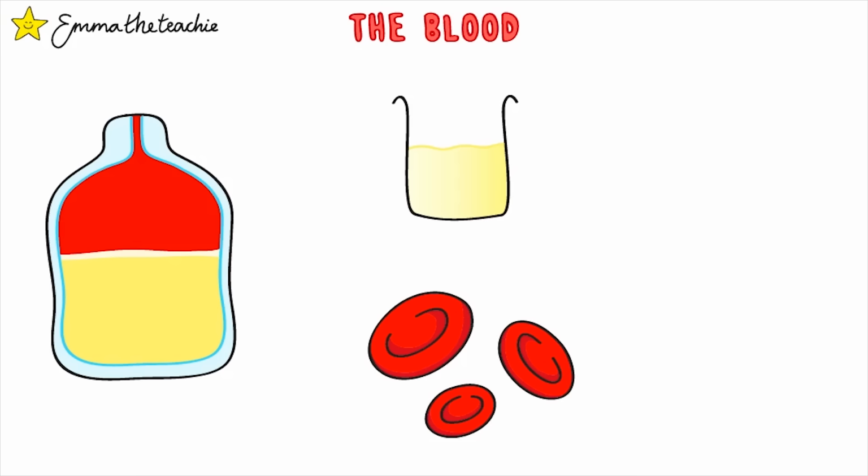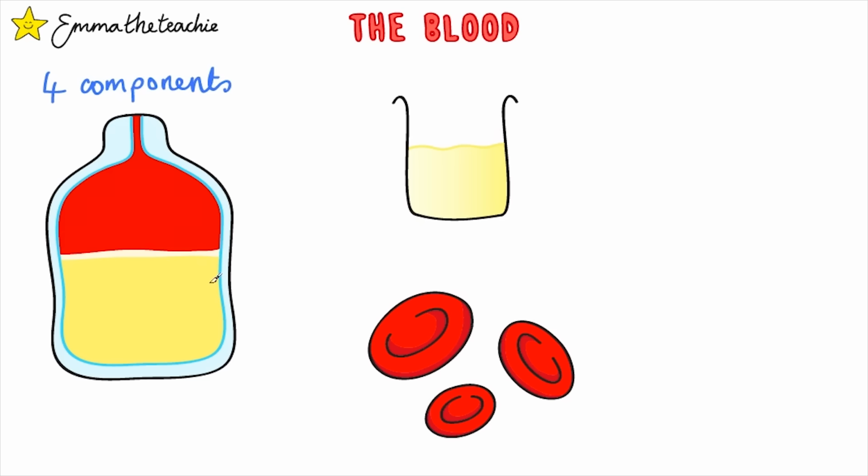6. The blood. The blood is part of the human circulatory system, along with the blood vessels and the heart. You'll learn more about these in separate videos. There are 4 components of the blood. You need to know what each part does and what it looks like.